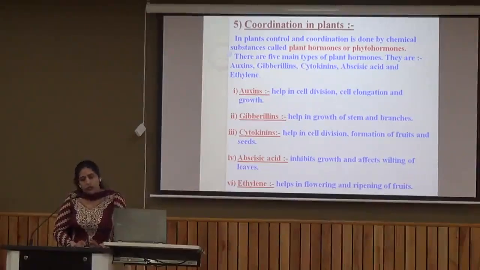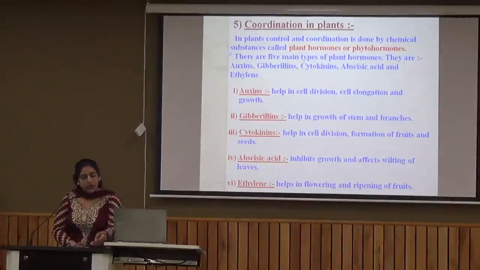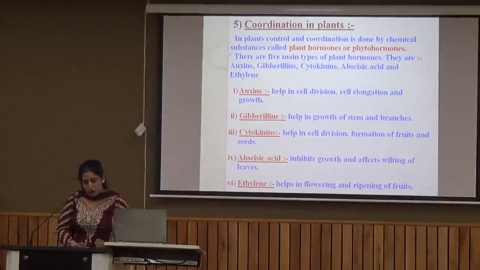Now in coordination of plants, I have told you there are 2 systems. One is the plant hormone system, the second one is tropism and nastic. So let's do the plant hormone system, which is very simple and basic. There are mainly 5 types of hormones present: auxin, gibberellin, cytokinin, abscisic acid and ethylene.